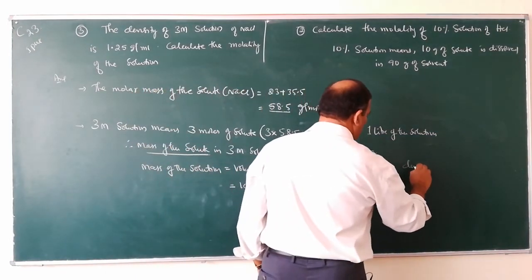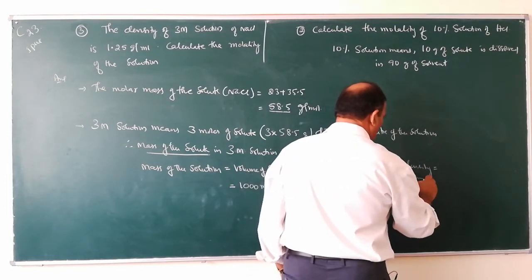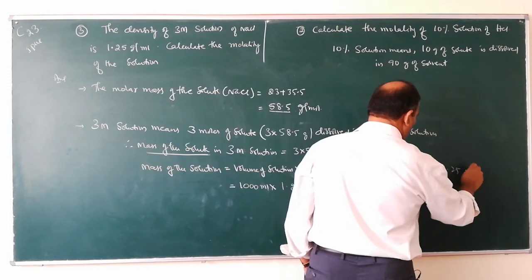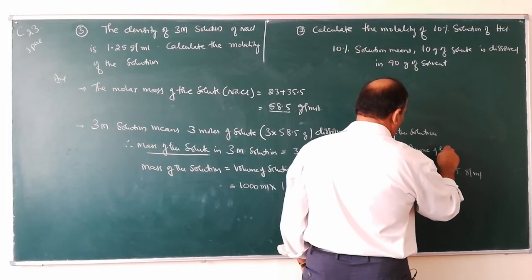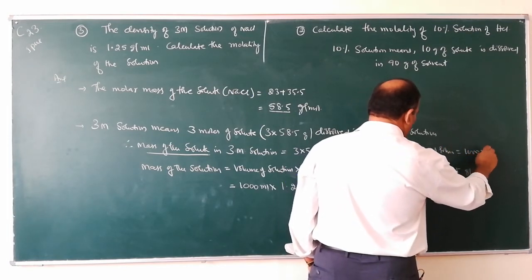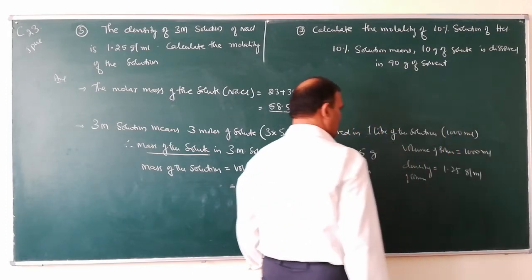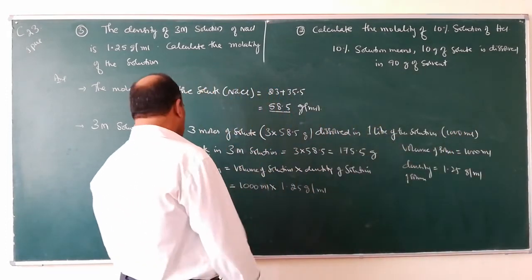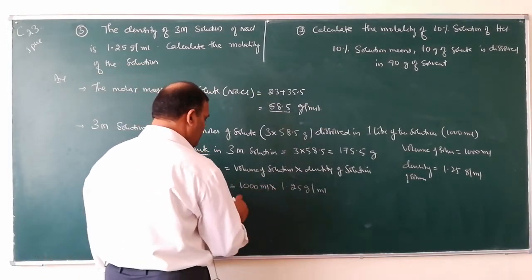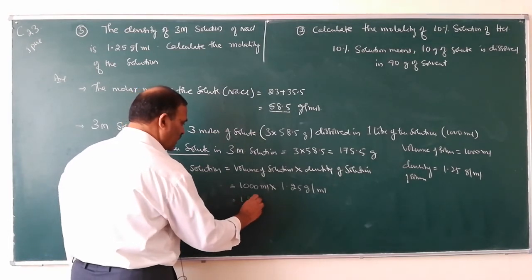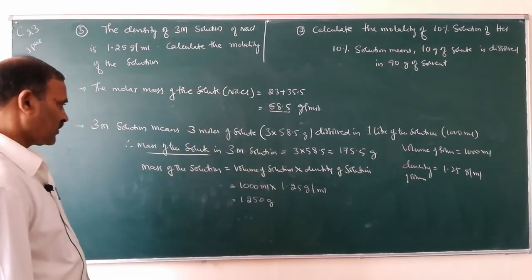So here, density of solution equals 1.25 grams per ml. Volume of solution equals 1000 ml. 1 liter of solution means 1000 ml of solution. So the mass of the solution equals volume into density, that is 1000 ml into 1.25, which equals 1250 grams. So this is the mass of the solution.